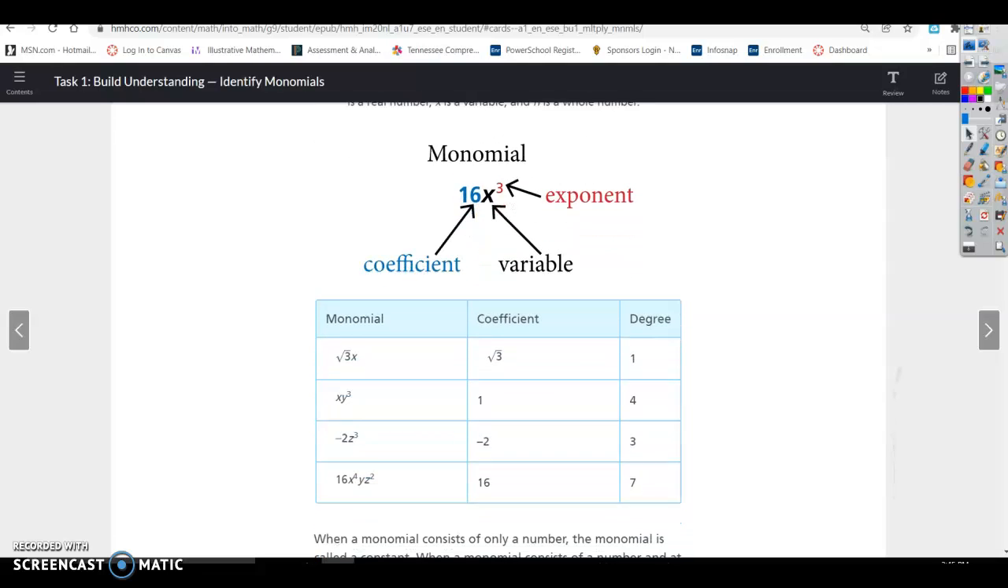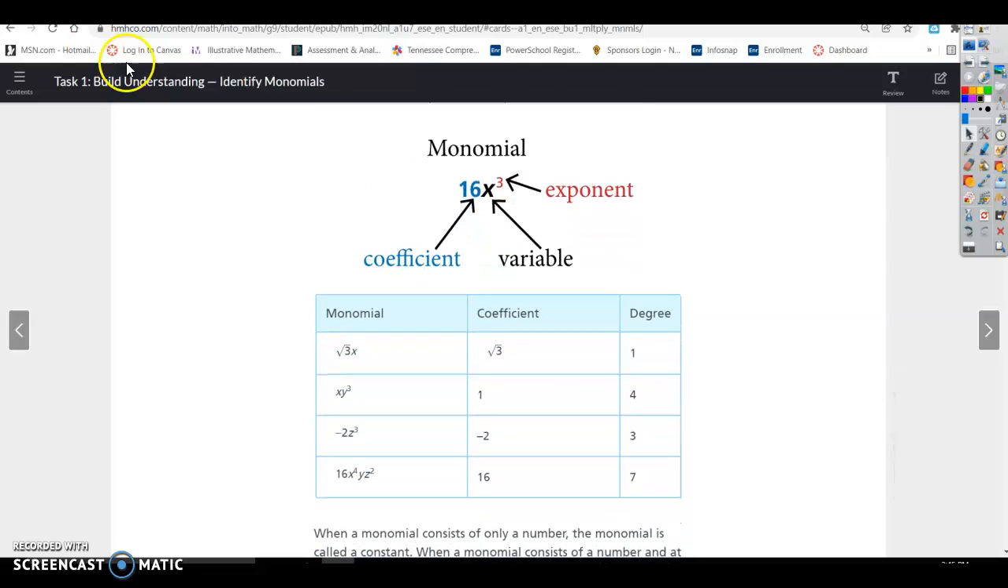All right, so here are some examples of monomials. You have a coefficient, a variable, and an exponent. Examples here: square root of 3x. Your coefficient is the number in front of x, so your coefficient is square root of 3. The degree is the exponent. When there's no exponent, it's assumed to be a 1, so it's degree 1.